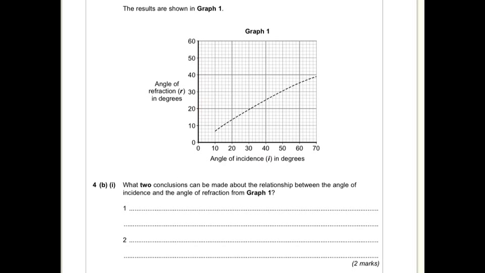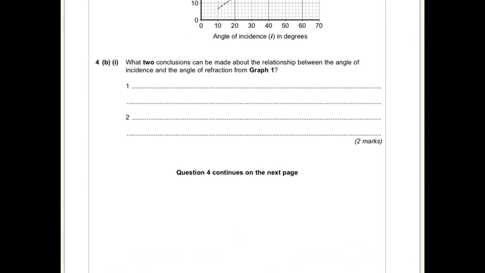But if you look at the actual numbers, angle of incidence is 10, that's about 7, there's 40, that's about 25. The angle of refraction is always smaller than the angle of incidence. So those are the 2 things. Angle of refraction is always less than angle of incidence. The angle of refraction increases as the angle of incidence increases.